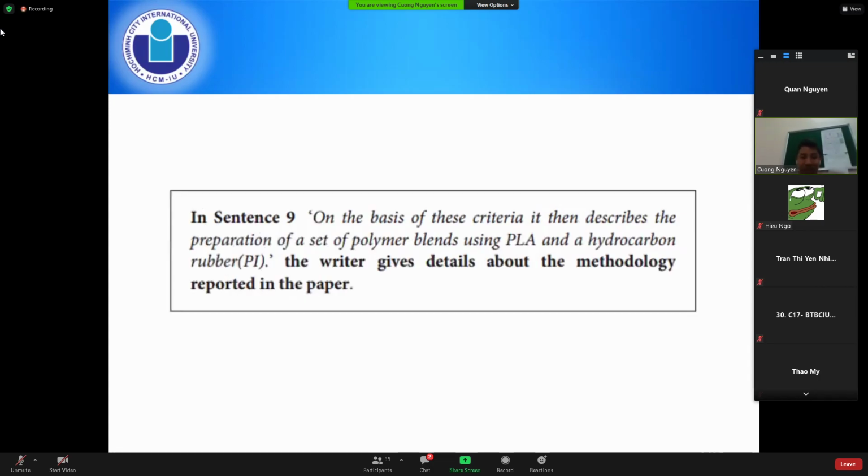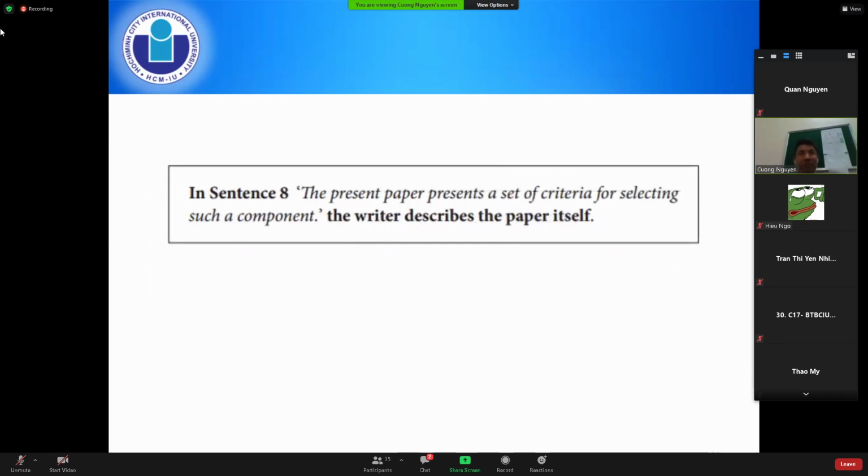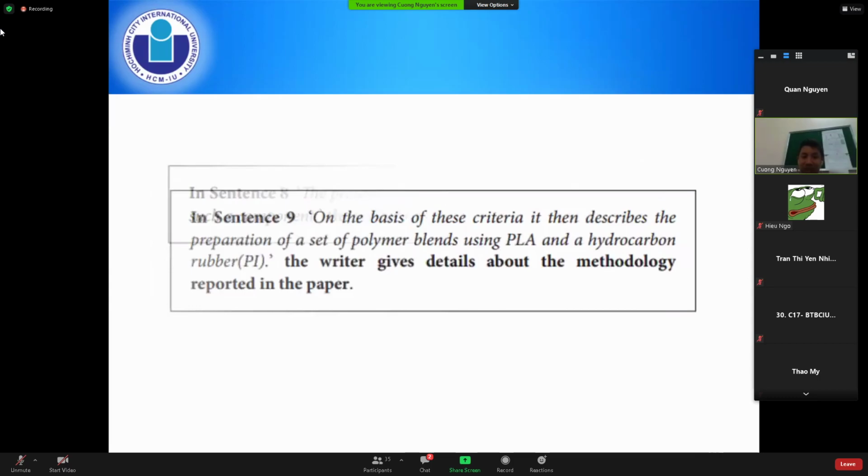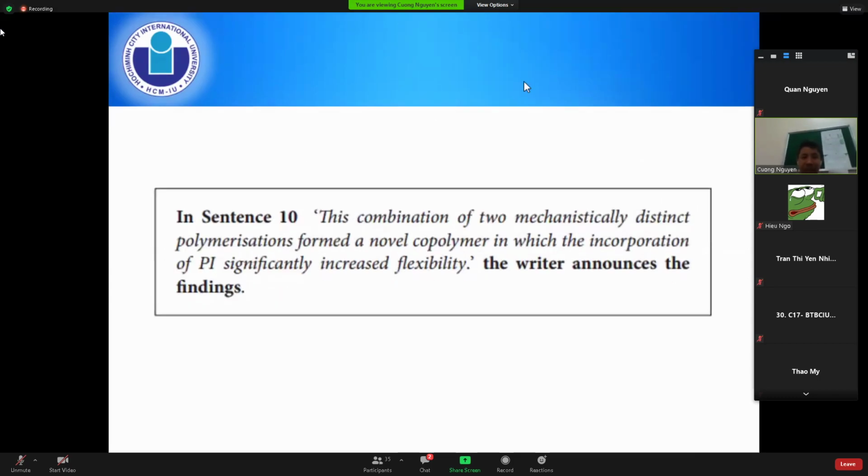Because number 8 and number 9 are about the present paper, the paper you're reading right now. But in number 10, you describe an action in the past, because you report the findings. You did it before and you found something before, and you report it here. "This combination of two distinct something formed a novel copolymer." It is something you did in an experiment and you saw it. It is in the past. It's a very subtle difference here, okay?